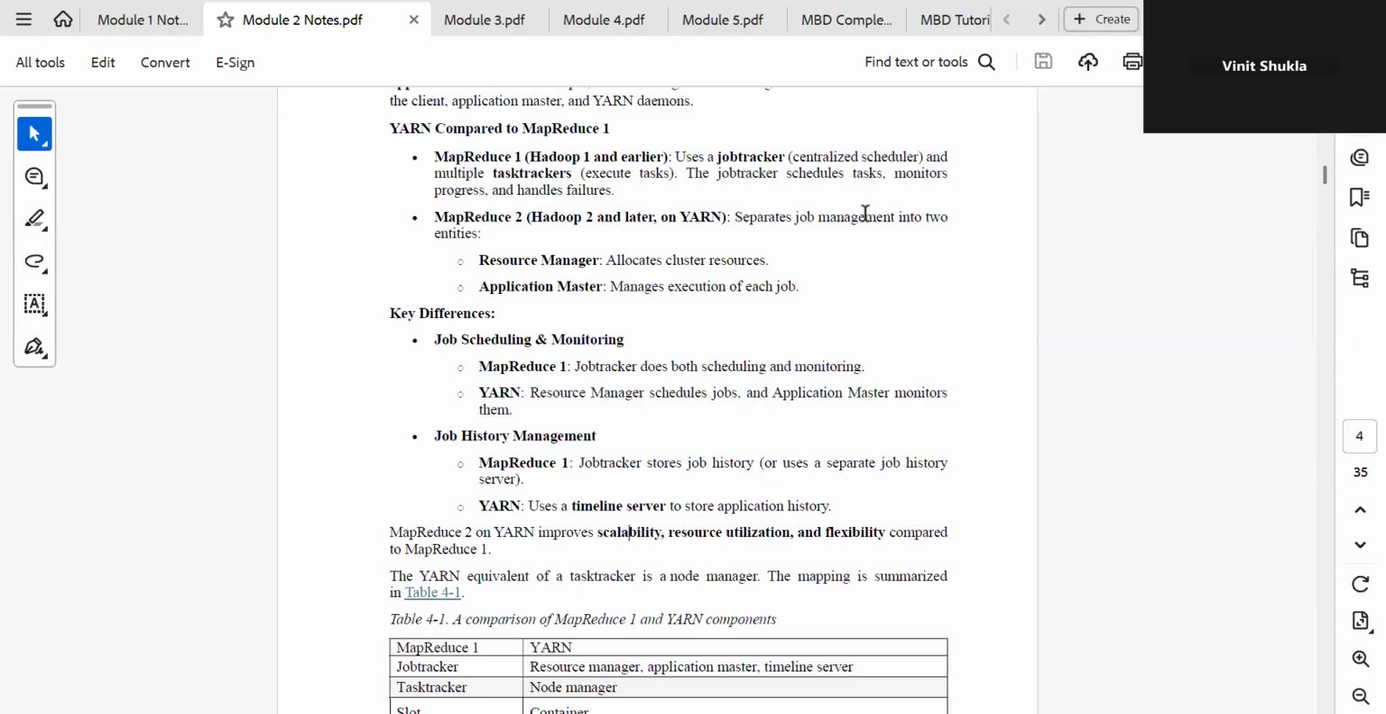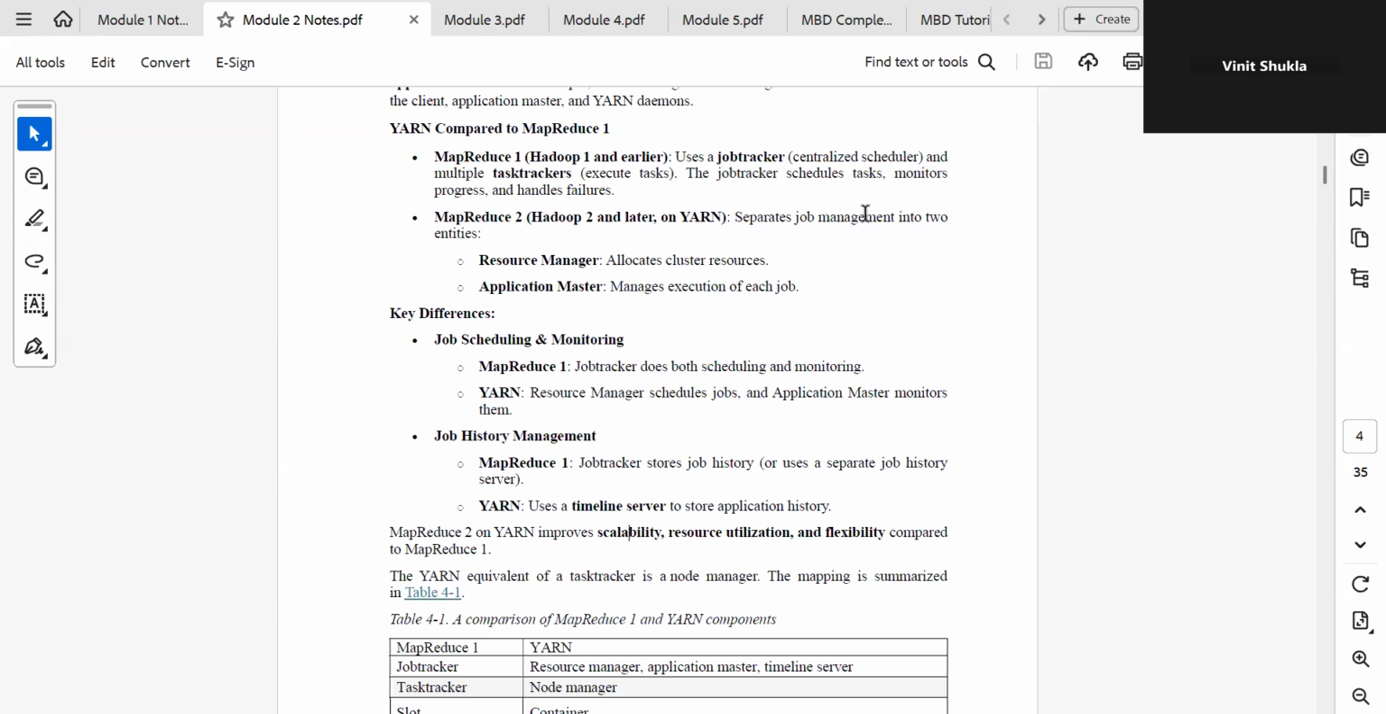In this video, I'm going to talk about YARN compared with MapReduce 1. We are aware of Hadoop 1 and Hadoop 2. There are two technologies, I can say, that gave the concepts for batch processing, monitoring and scheduling, right? So quickly we'll see how YARN is different from MapReduce 1, right?